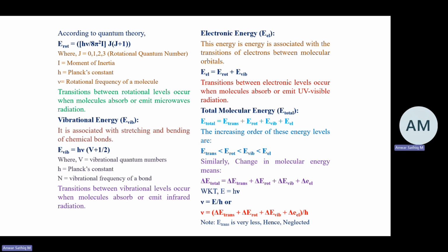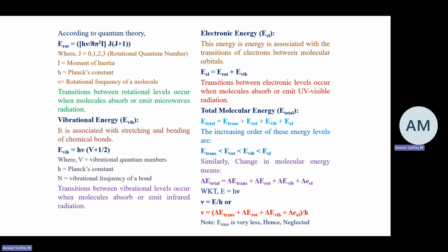Fourth one, electronic energy. It is represented by E EL. This energy is associated with the transition of electrons between molecular orbitals. That is, electronic transitions are accompanied by changes in rotational and vibrational energy. Transitions between electronic energy levels occur when molecules absorb or emit UV visible radiation.